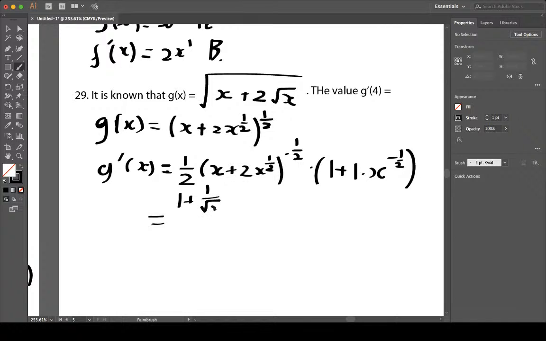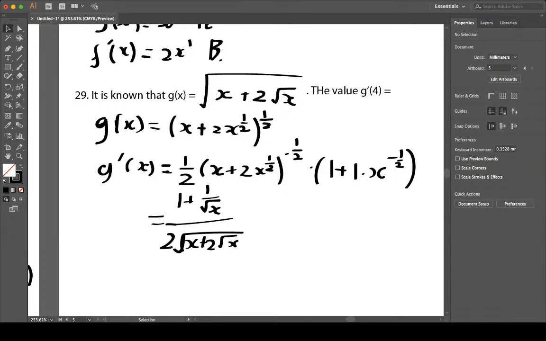There. Divide the entire thing by 2 of x plus 2 to the square root of x. But don't forget, this entire thing is square rooted by x, by this other guy. But then, what's the value of g prime of 4?